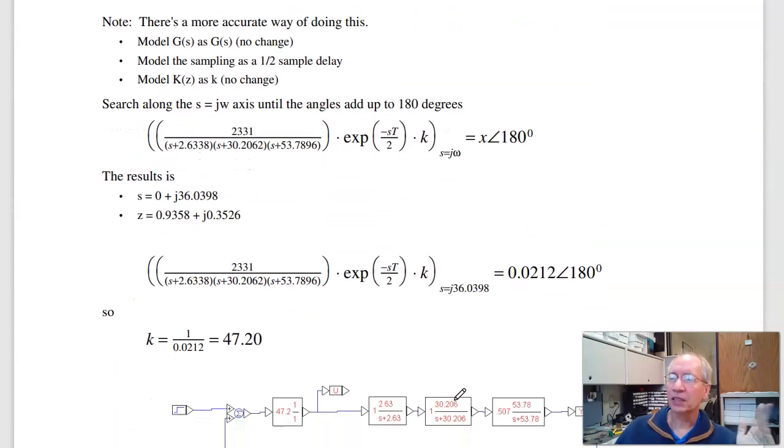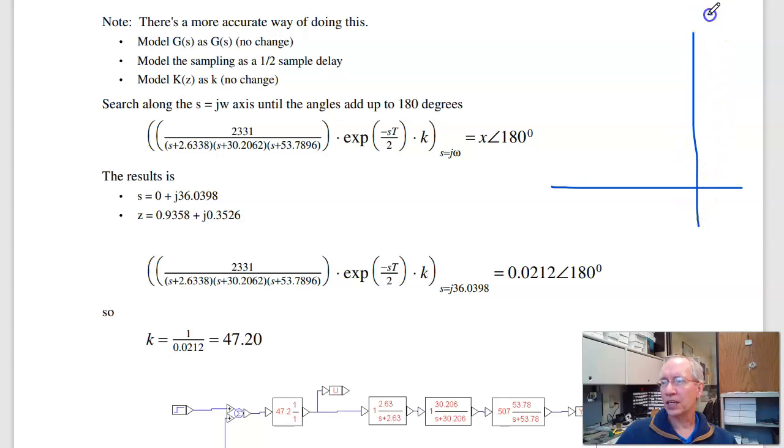As a sidelight, this is optional, but this is the way I like doing it. With root locus, you don't really need the root locus plot. All I need is a single point. So what I'm trying to do is, in the S-plane, I want to know where the phase is 180 degrees. That point is your point on the root locus plot. I don't need the root locus plot. All I need is that one point. So I'm going to search where on the S-plane the angles add up to 180.